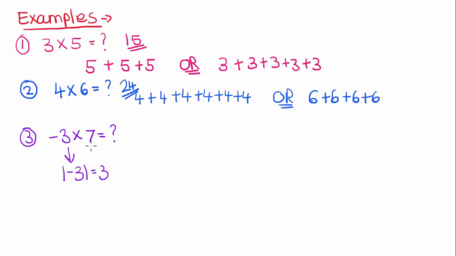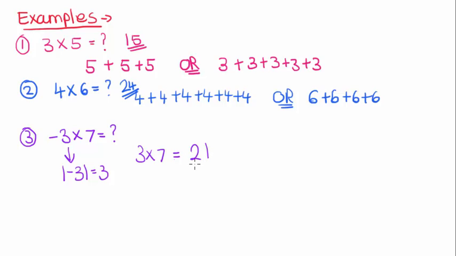And since 7 is already a positive number, you can now multiply the absolute value of negative 3 with 7 to give you 3 times 7. What you do now is find the answer of the two positive numbers that are being multiplied together, 3 and 7. You can do this by adding 3 to itself 7 times or adding 7 to itself 3 times. Either way, you get the same answer of 21.